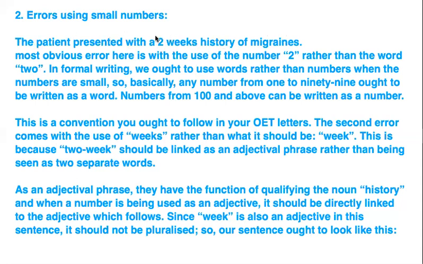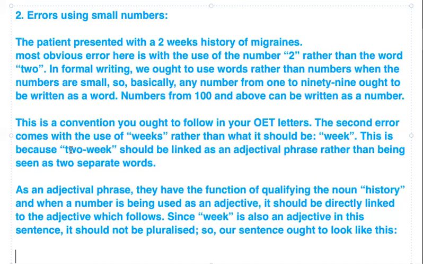طبعا في 2 mistakes هنا. The first one إن إحنا كتبنا 2 وهي small number، إن إحنا كتبناها in numbers. Okay, المفروض نكتبها words TWO. وthe second mistake is weeks. as weeks هنا بنستخدمها كadjective. okay، فبنقول أو المفروض الطريقة الصح إن إحنا نكتبها بيها تبقى كده، تبقى two week should be linked as an adjectival phrase. okay, so weeks rather than what should be week. هي لازم تكون week not weeks، ولازم تكون hyphenated زي ما احنا ما شايفين. تكون two week should be linked as an adjectival phrase rather than being seen as 2 separate words.